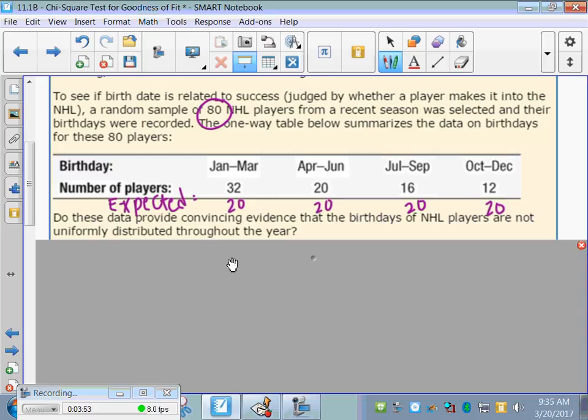So do these data provide convincing evidence that the birthdays of NHL players are not uniformly distributed throughout the year? So providing convincing evidence means we're doing a significance test. And so we need a null hypothesis and an alternate hypothesis. Who has a guess as to what the null hypothesis would be? Without looking at the book. Anyone have a guess of what the null hypothesis would be? Just a guess. Jake, what do you think?